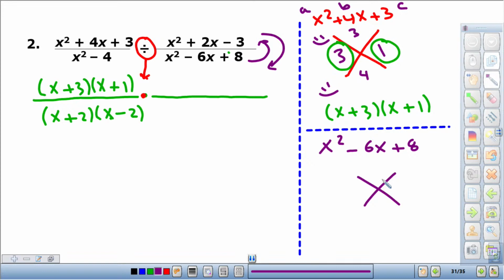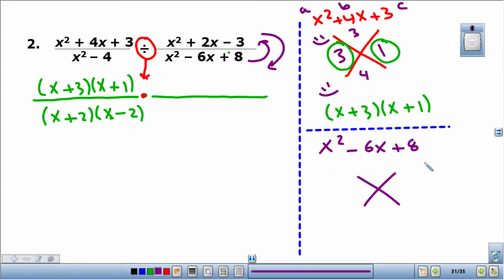Okay, guys, so I've got x squared minus 6x plus 8. How do I factor this out? What goes at the top? I've got 8, and I have negative 6.